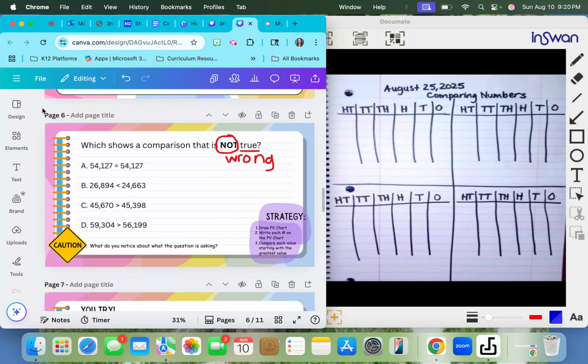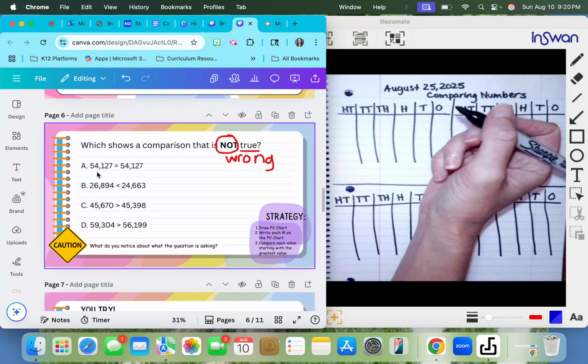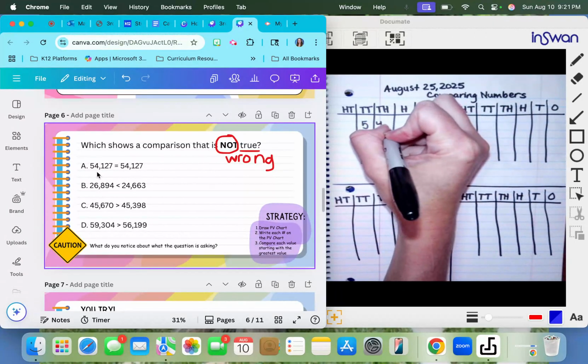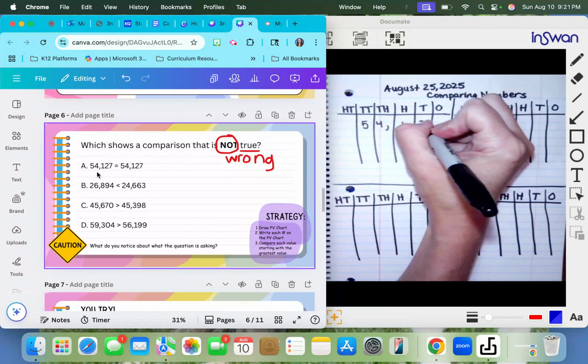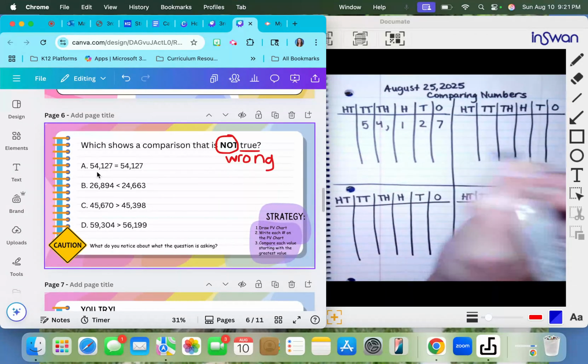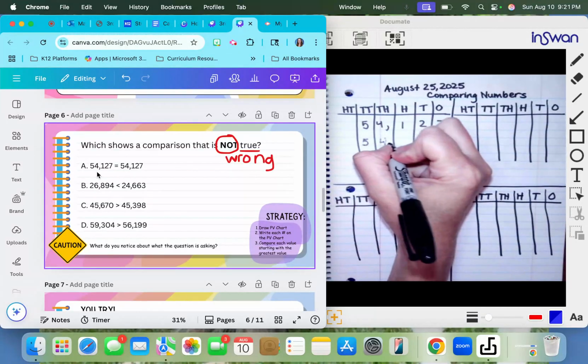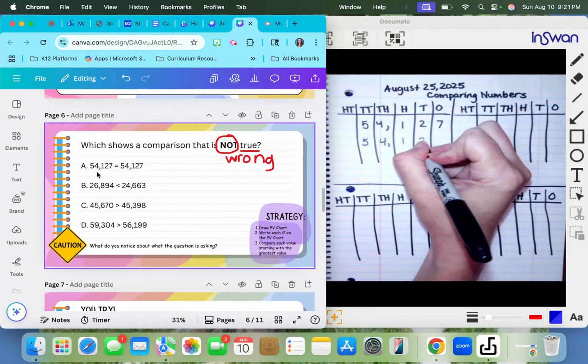We're going to use our place value chart and we are going to be placing our numbers here. And so looking here at these two numbers, we need to place them on our place value chart. We have 54,127. And then I'm going to stack the next number, 54,127.